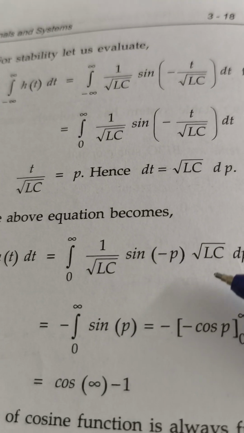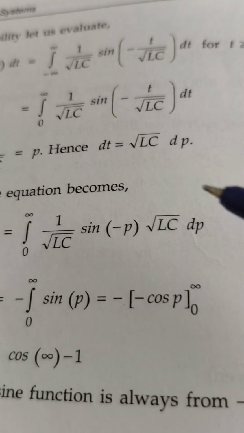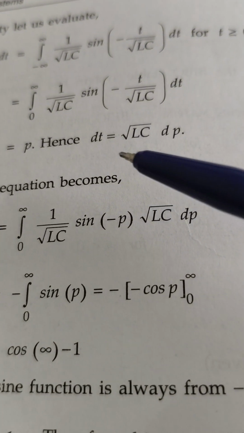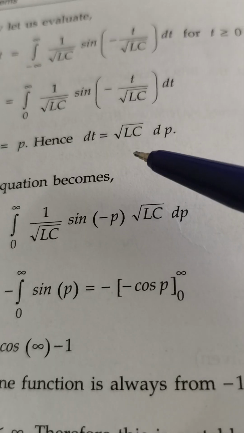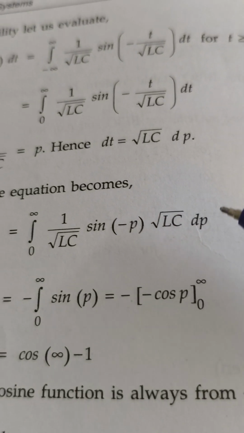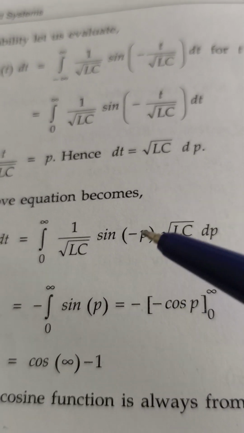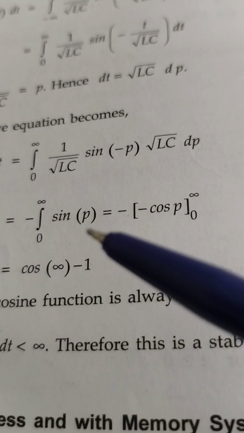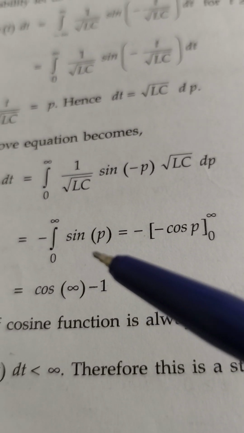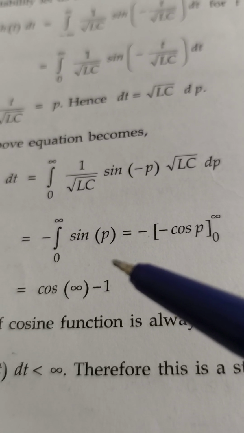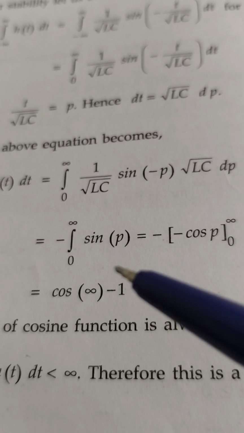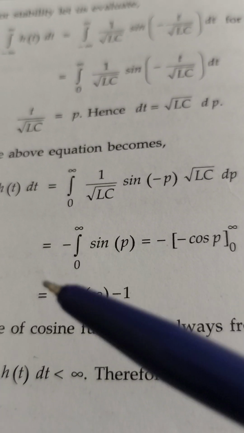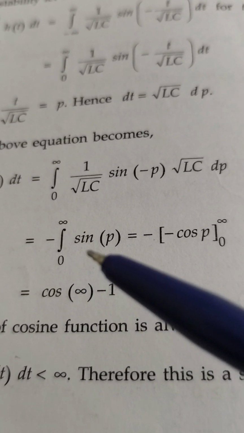Why? Because in place of dt we have to put this value, square root of LC dp. Square root of LC gets cancelled. We are left with only sine p, then sine p dp.